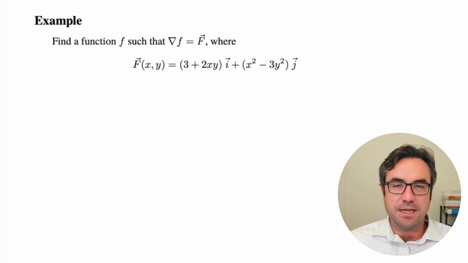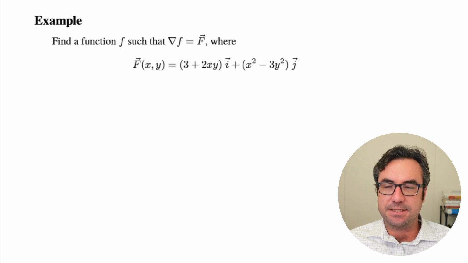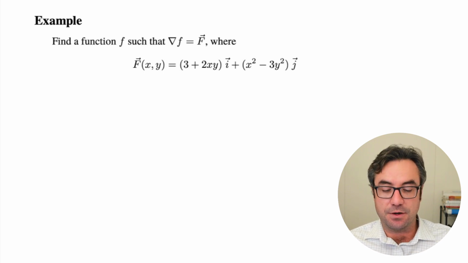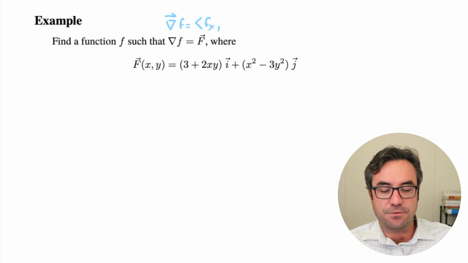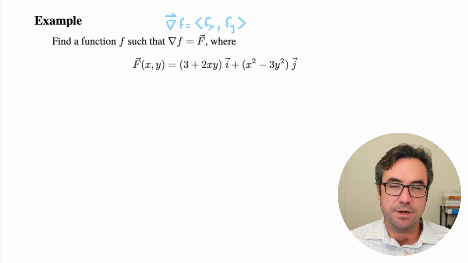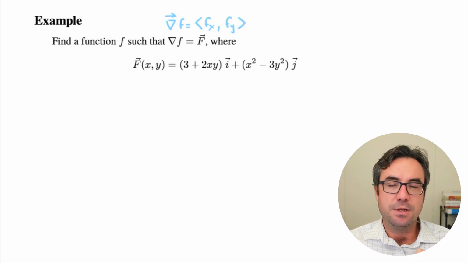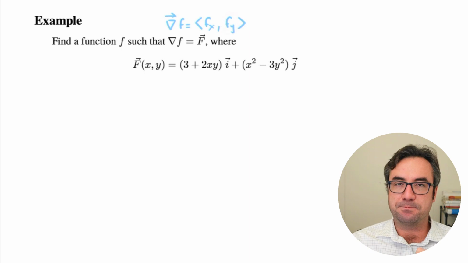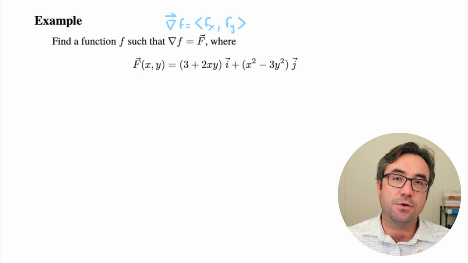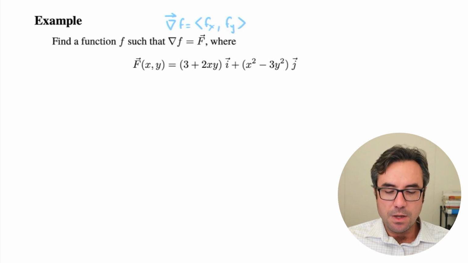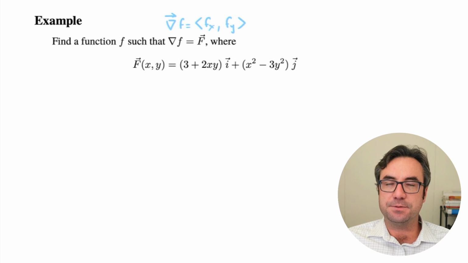But first, again, it's helpful to remember what exactly the gradient of a scalar function is. We take the x partial of the function, and that's our first component. Then we take the y partial of that function, and that becomes the y component. So we end up with a vector where the first component is the x partial and the second component is the y partial. All right, so let's compare this with our vector field.